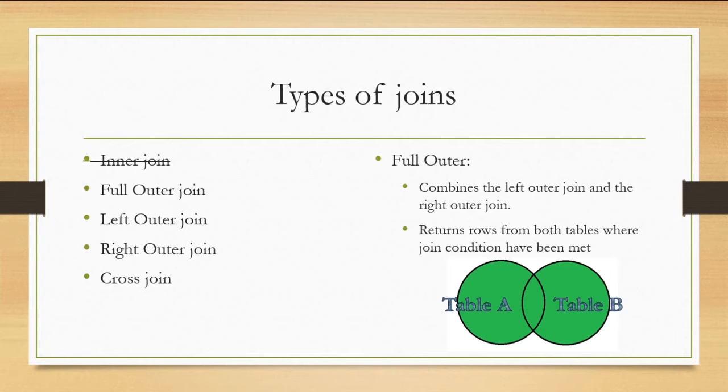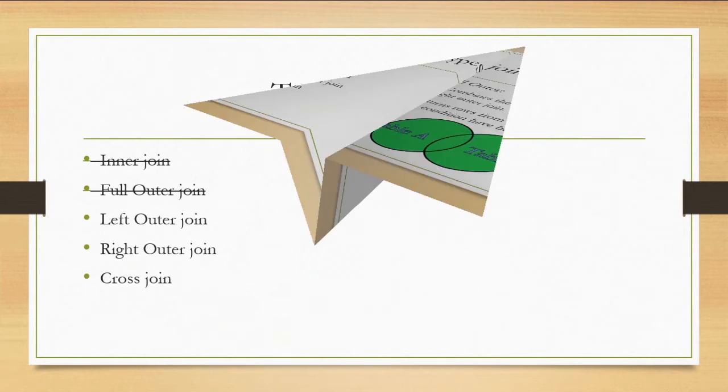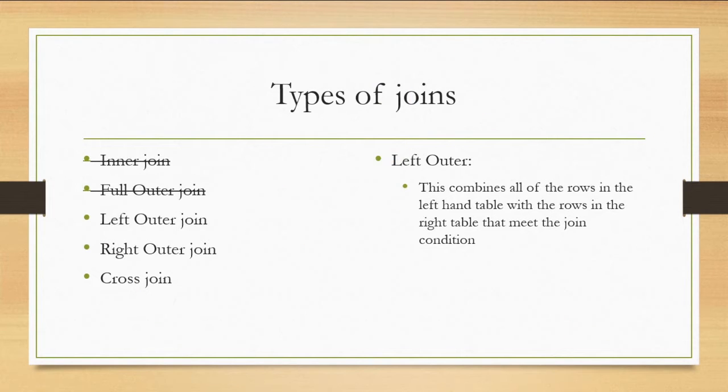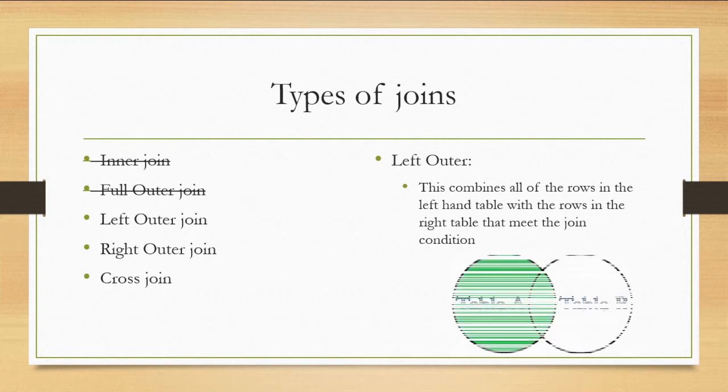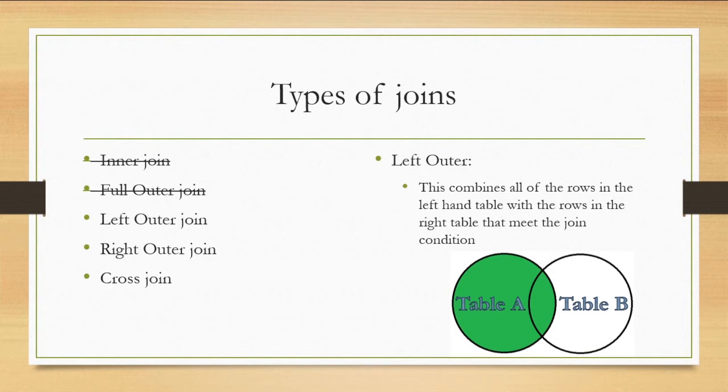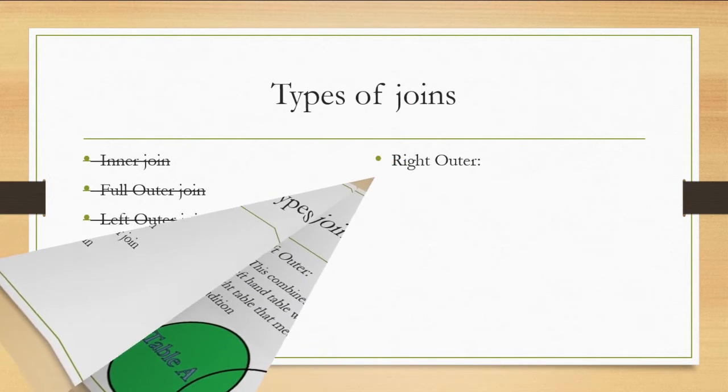Okay, let's look at the left outer join. This combines all of the rows in the left-hand table with all of the rows in the right-hand table that meet the join condition. So here's a graphical representation. So the left outer join, as you can see, the left-hand table, table A, is green, including the intersection part as well.